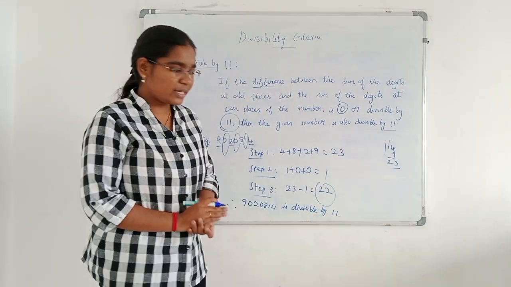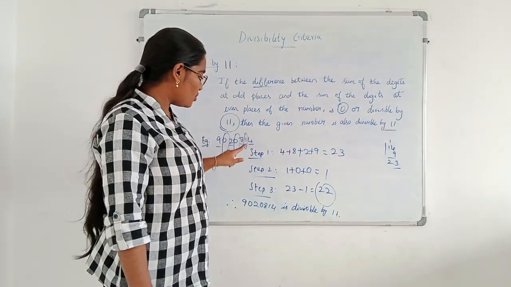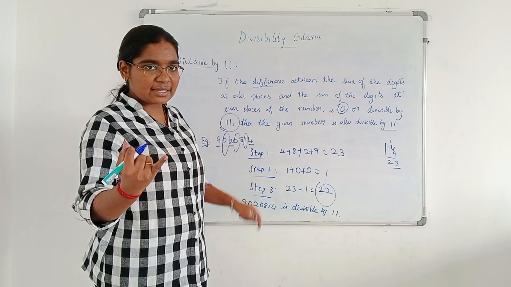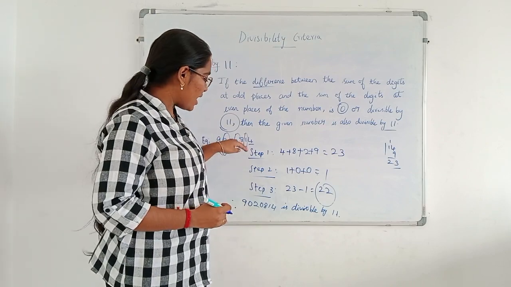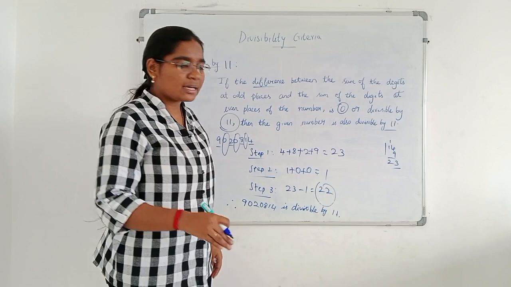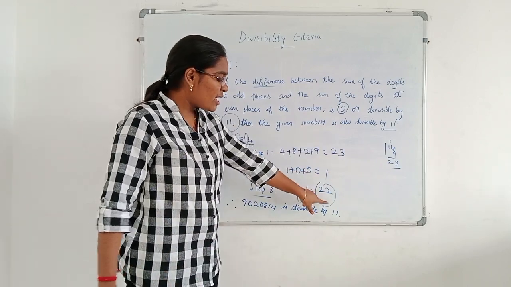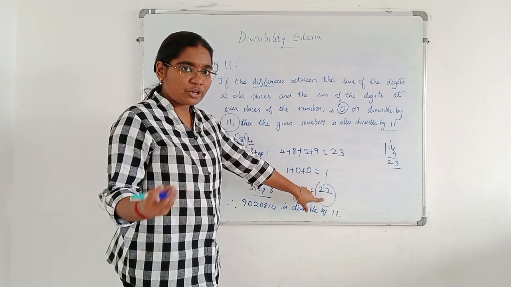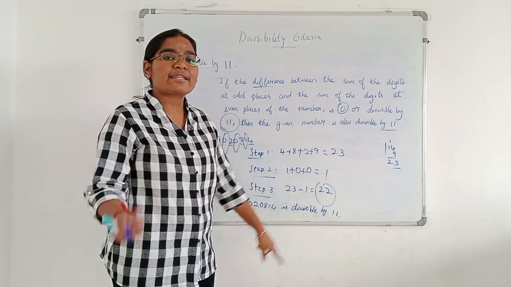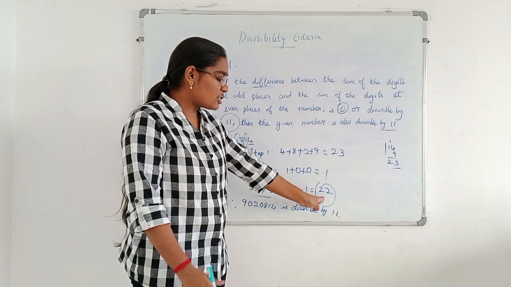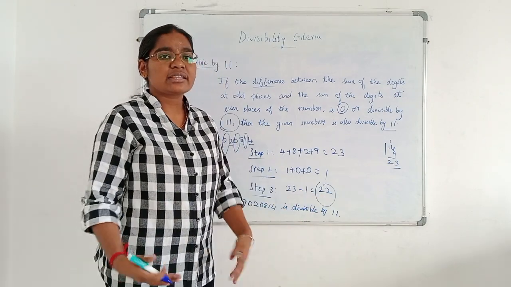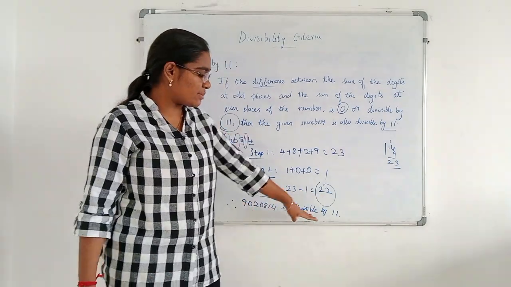So here the concept is, the first step is you have to add the numbers at odd places. Second step is you have to add the numbers at even places. Third step, you have to find the difference. And fourth step, you have to check whether the number you got is a multiple of 11 or not. Yes, this 22 is a multiple of 11. Therefore, this whole number is divisible by 11.